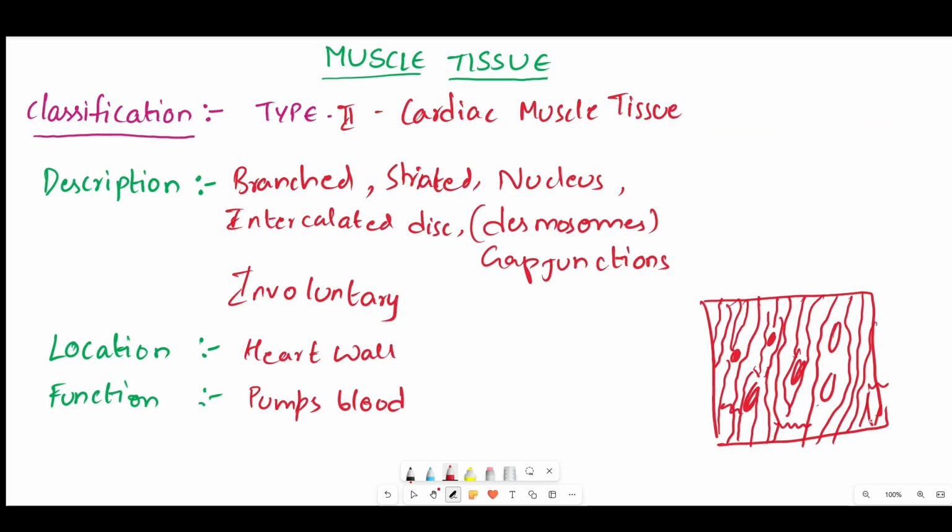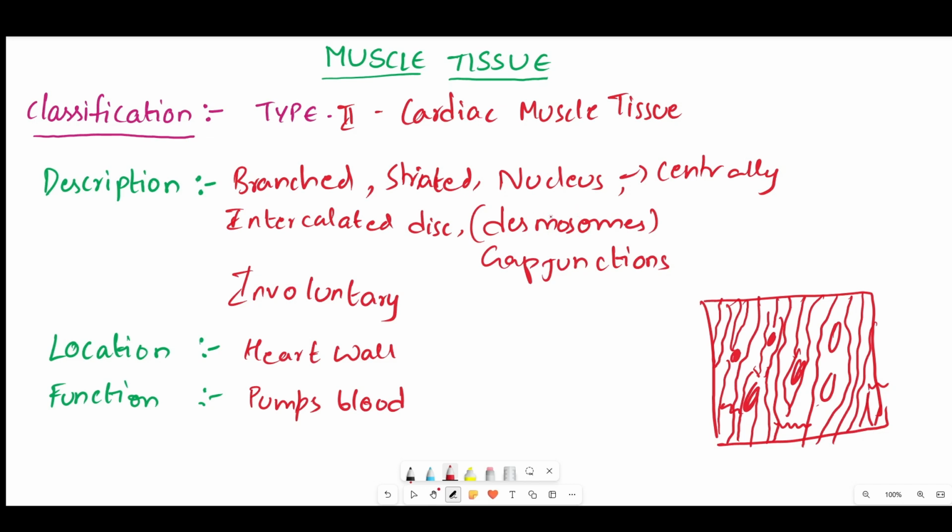Coming to the second type, which is called the cardiac muscle tissue. It looks like branched structures. It also has striated fibers. And here we have the nucleus, but the nucleus is always centrally located. Along with that, these cells are attached to the intercalated disc. The intercalated disc contains desmosomes and also gap junctions.